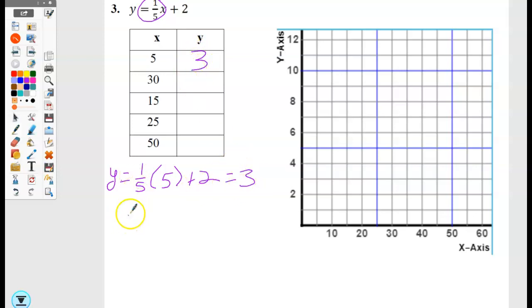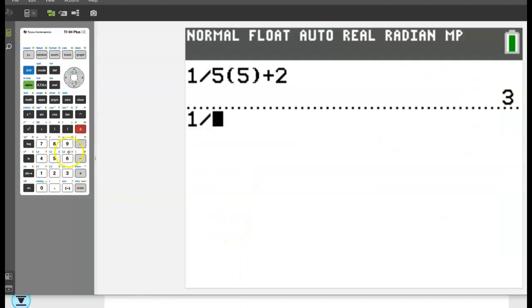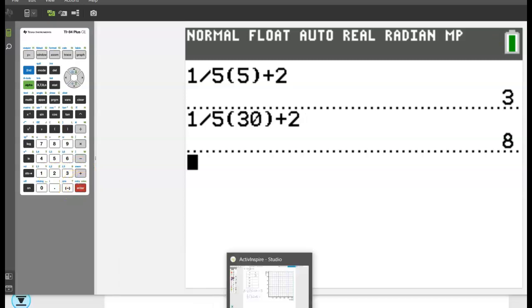We're going to then plug in 30. So 1/5 of 30 plus 2 equals. So we'll do 1 divided by 5, parentheses 30, plus 2, is 8.